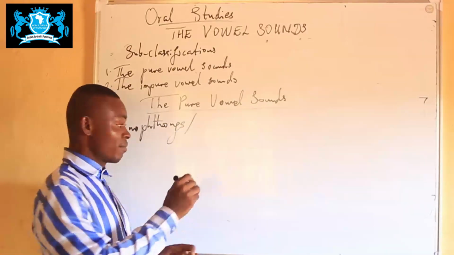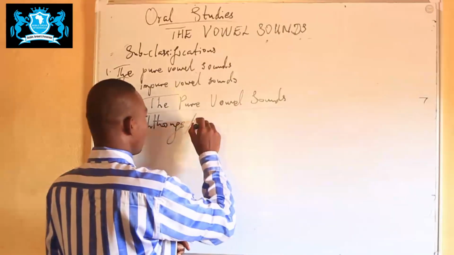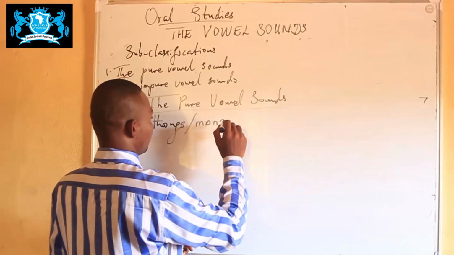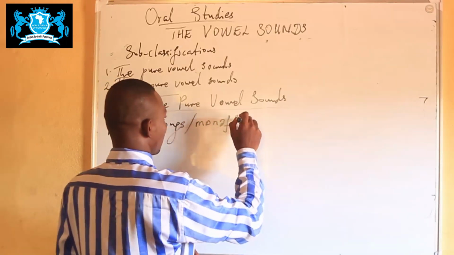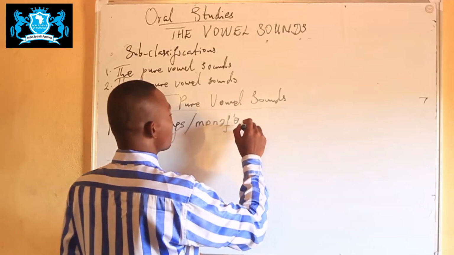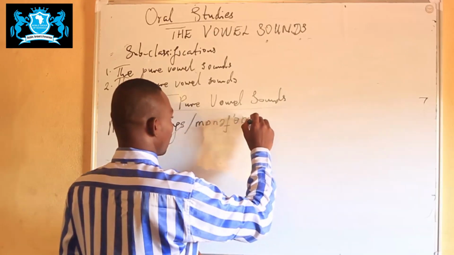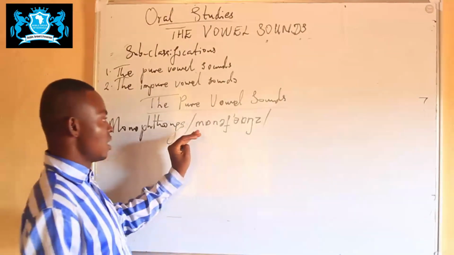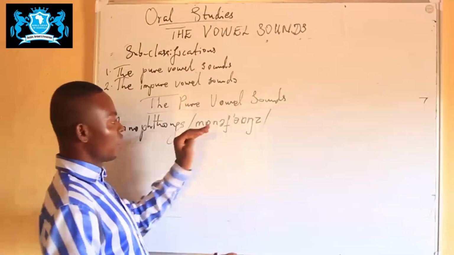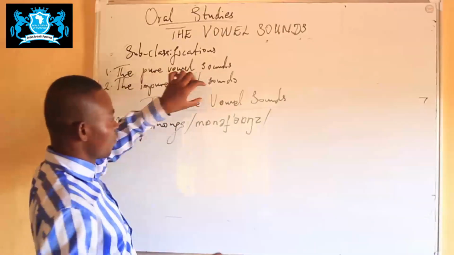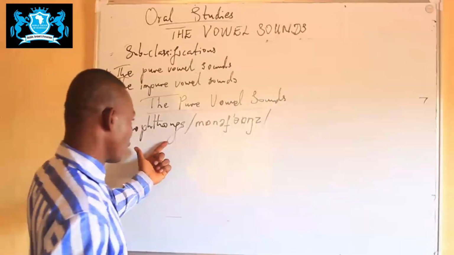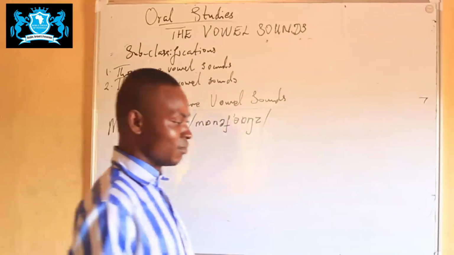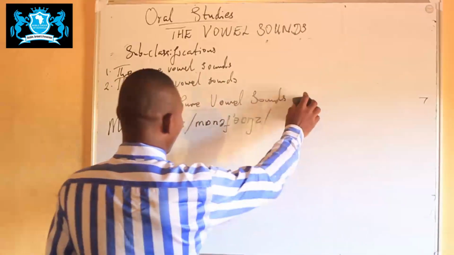Monophones, which we can transcribe with our stress here, so the transcription can be monophthongs. So another name for pure vowel sounds is simply monophthongs. There are 12 basic monophthongs and we shall be looking at them today in our studies and their examples.